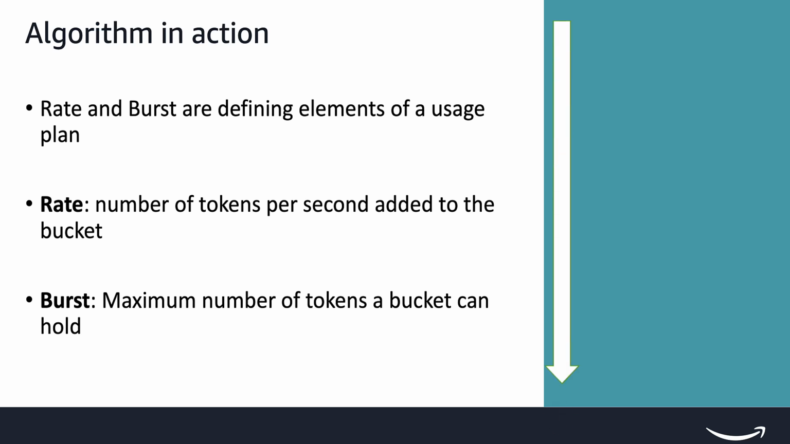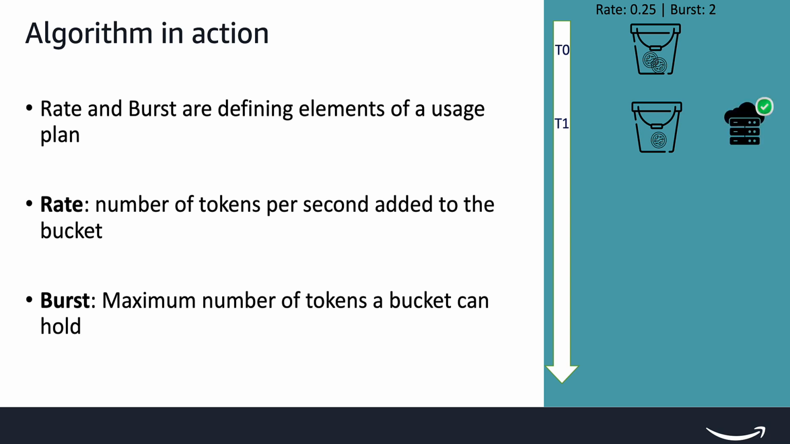Now let's see an example on a timeline. Here we have a bucket initially containing 2 tokens, or a burst of 2. We take a quarter token per second as the rate. At T1, the user executes a request. 1 token is exchanged and thus dropped from the bucket. The request is allowed to reach the server. At T2, or 1 second later, the last token available in the bucket is exchanged, and the request also reaches the server.